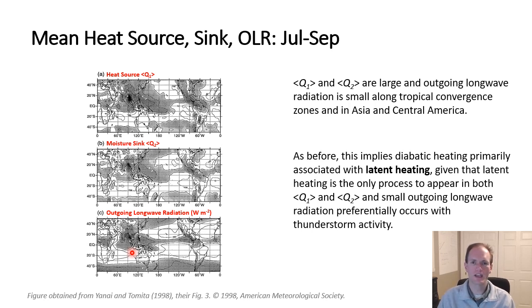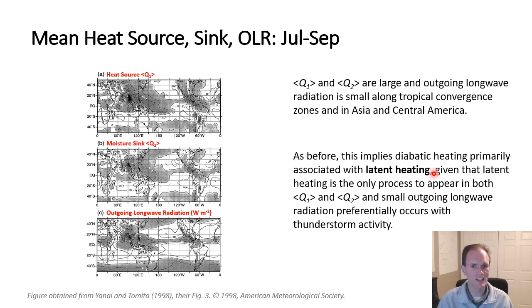Net warming associated with the heat source, but we don't know if it's radiative, sensible, or latent heating driven until we look at Q2, where we see that it's very large, which implies a net precipitation associated with condensation, and the OLR, which is very low, which implies clouds and thunderstorms. So not only is diabatic heating present in these locations in the tropics during the local summer months, but it is also predominantly driven by latent heating.